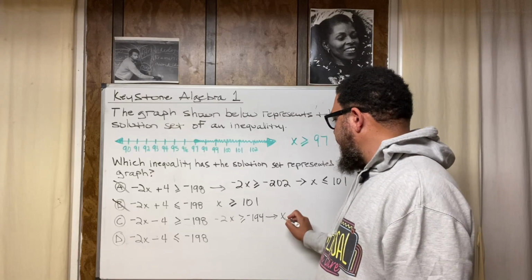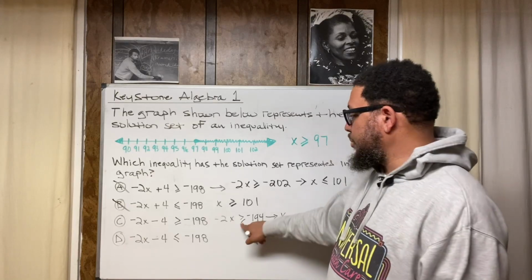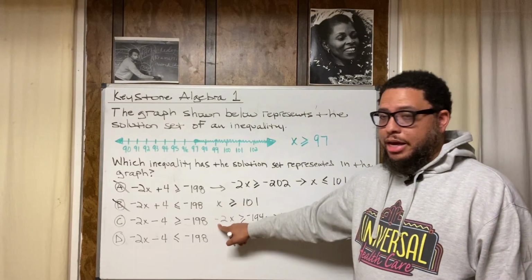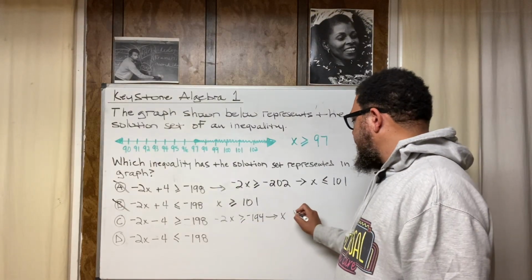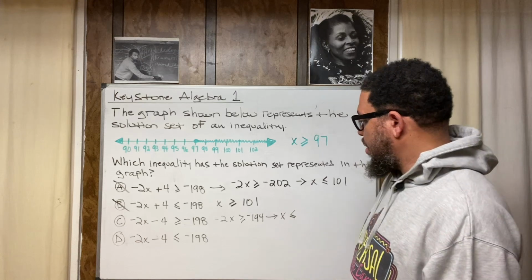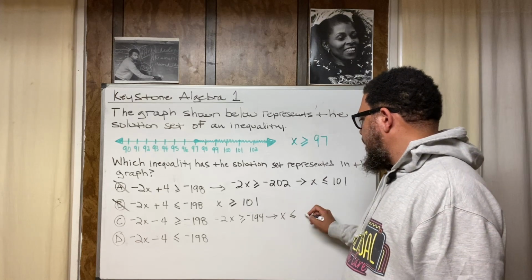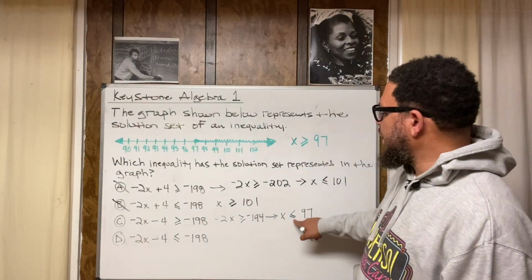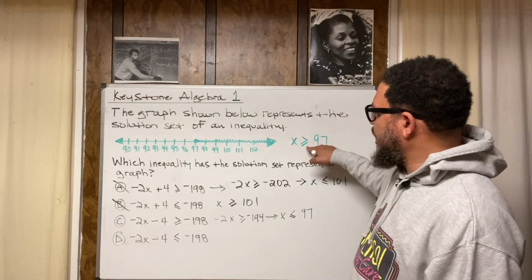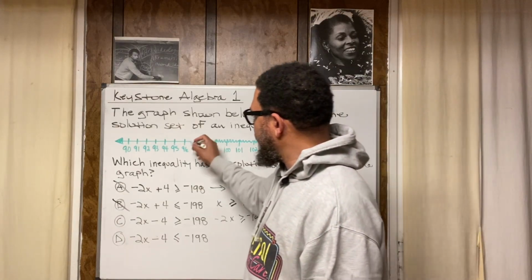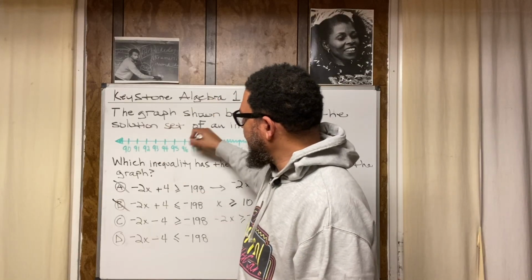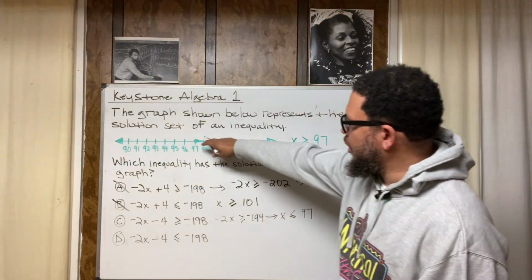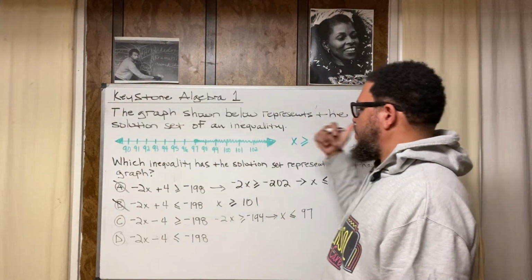So we're going to end up with x is, we got to flip the sign, because we're about to divide by a negative. X is less than or equal to, what's that? Positive 97. But we don't need the less than or equal to. We want greater than or equal to, because less than or equal to 97 would be all of this shaded in, and all of this ain't shaded in. It's empty, right? The shaded in part is from 97 on up.